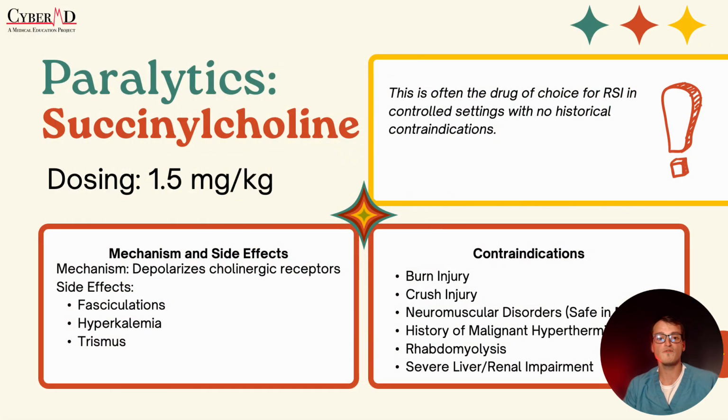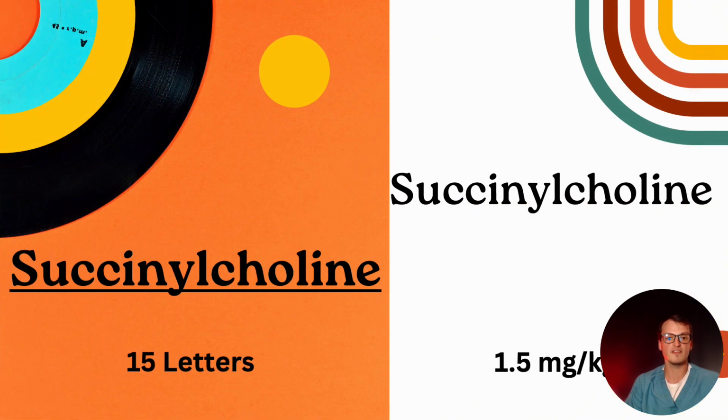All right, now we're moving on to our paralytics. So succinylcholine does have the letter O, but remember that letter O rule is only for our induction agents, not for our paralytic agents. Succinylcholine is actually really easy to remember the dosing for, 1.5 milligrams per kilogram, and it's easy to remember once you realize that succinylcholine itself, the word has 15 letters, 1-5, so 1.5 milligrams per kilogram in dosing of succinylcholine. You can see that here, 15 letters, 1.5 milligrams per kilogram again.